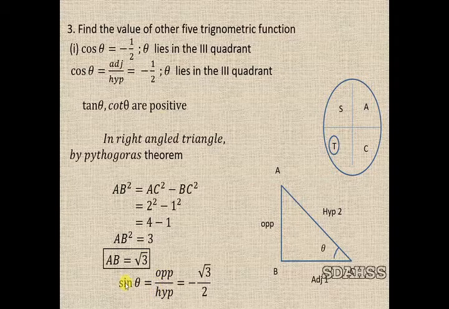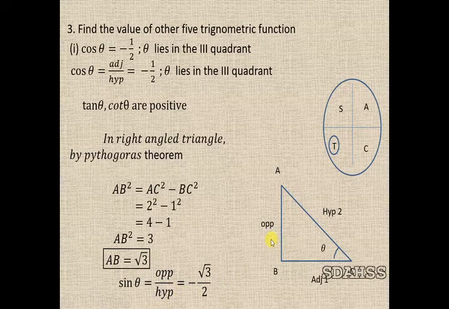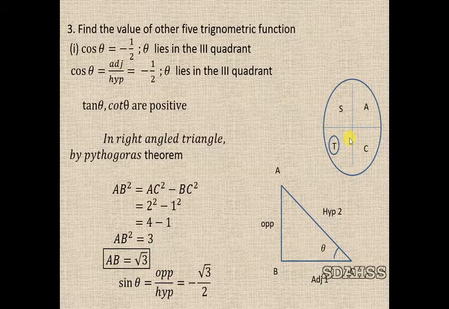First of all, you have to find sin theta. We know that sin theta is equal to opposite side by hypotenuse side. Opposite side is root 3, hypotenuse side is 2. Here theta lies in the third quadrant. In the third quadrant, tan and cot theta are positive, so you have to put a minus sign here.